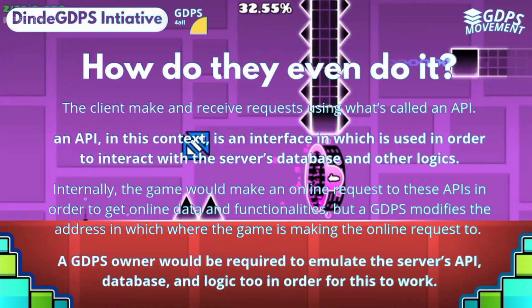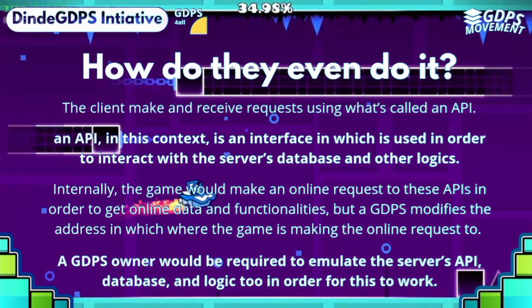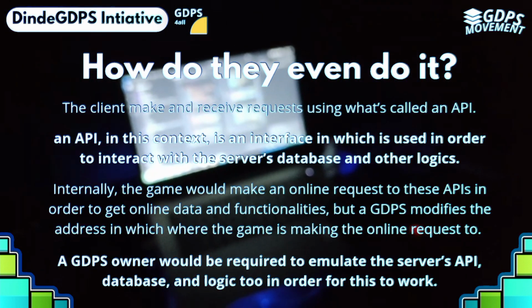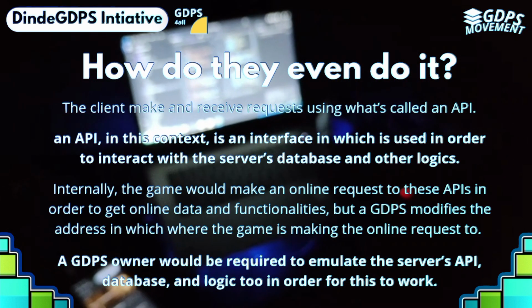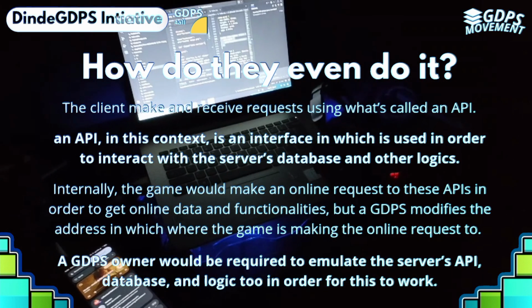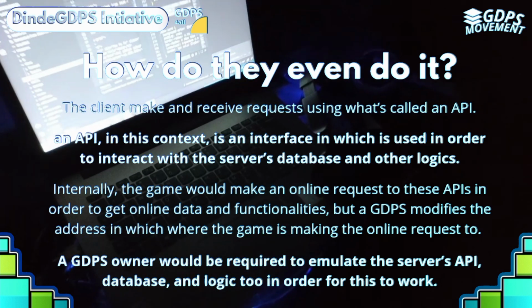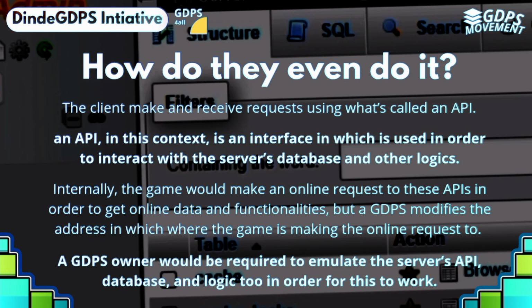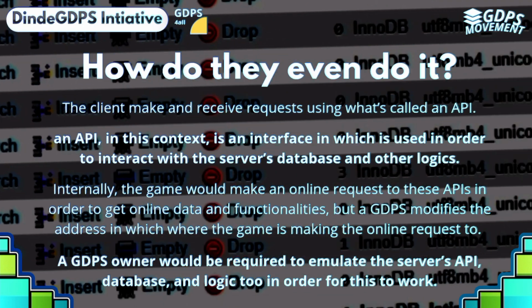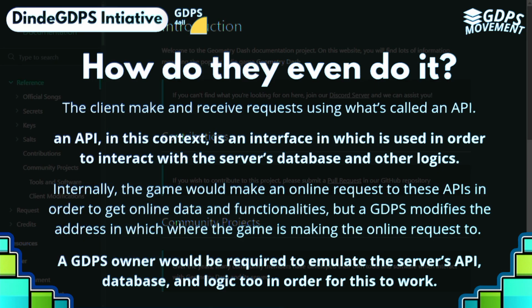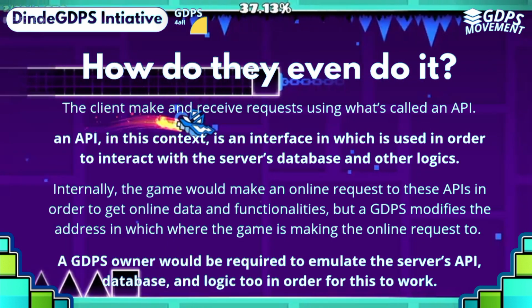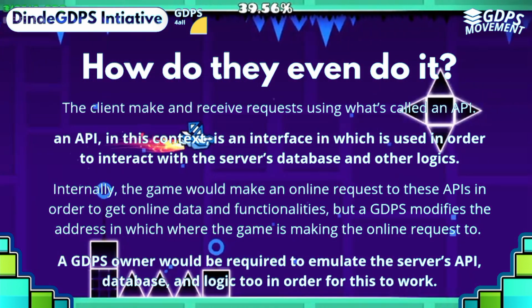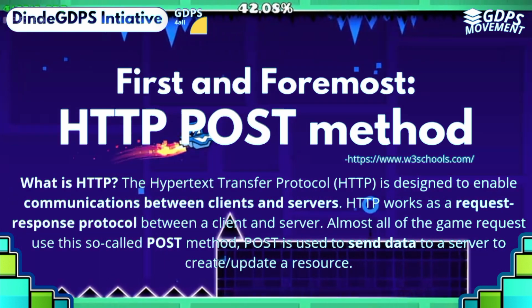How do they even do it? The client makes and receives requests using what's called an API. An API in this context is an interface used to interact with the server's database and other logic. Internally, the game makes online requests to these APIs in order to get online data and functionalities, but the GDPS modifies the address where the game makes its online requests. A GDPS owner would be required to emulate the server's API, database, and logic too in order for this to work.